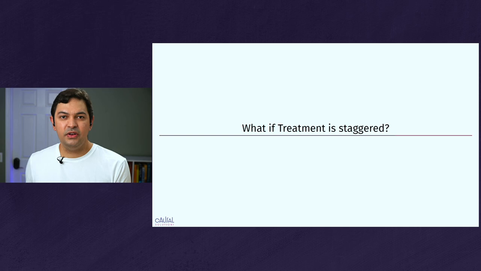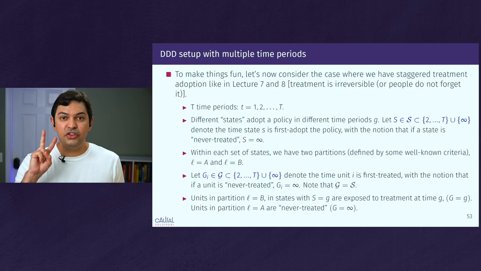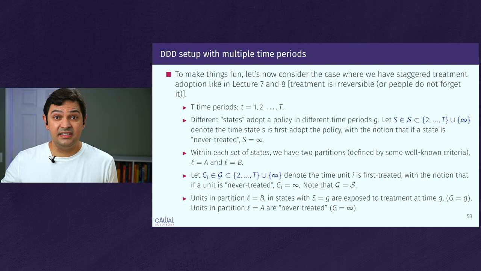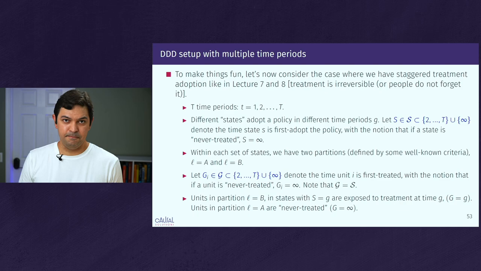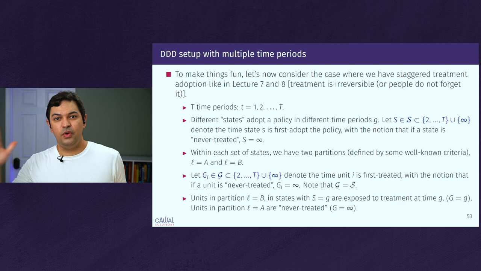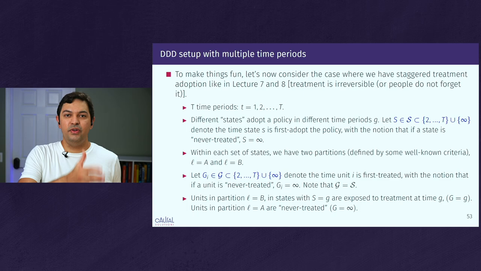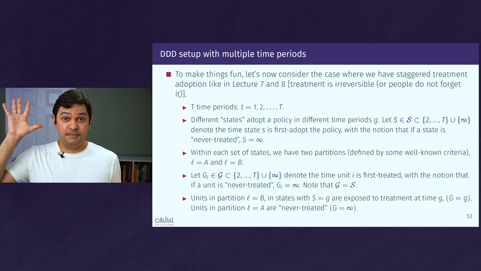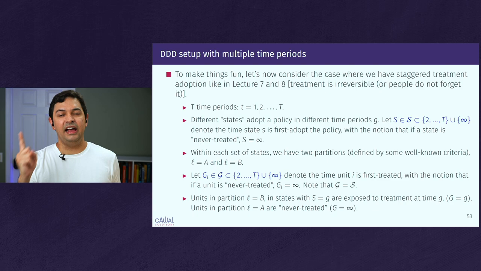I'm going to have not only two sets of states, I'm going to have several sets of states, and each set of these states passes this policy at different points in time, right? So I'm going to have several time periods. Before, I had only two sets of states: either you're treated in period G or you're never treated. Now I'm going to allow states to pass these laws at different points in time, different years, if you may. And within each of these states, this policy is targeted at the same population. So I still have two partitions over there. In each state, you either belong to partition A or partition B.